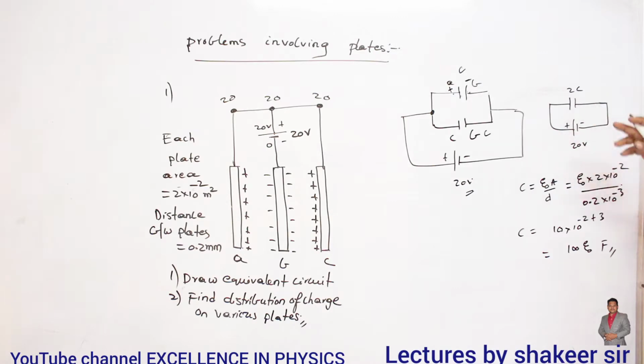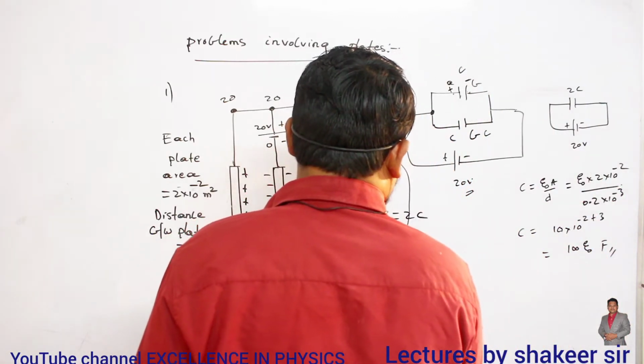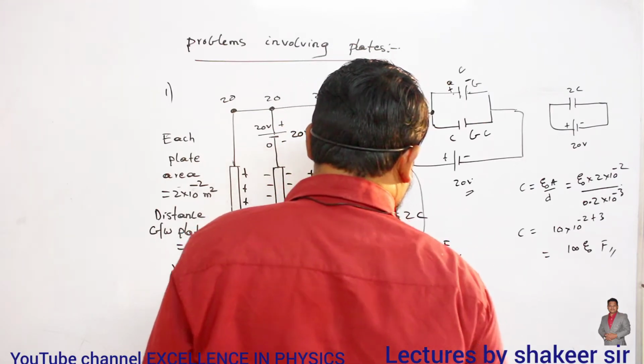Then what is the total equivalent capacitance? Total equivalent capacitance is nothing but 2C. So 2 into 100 E naught farads. Are you able to understand?